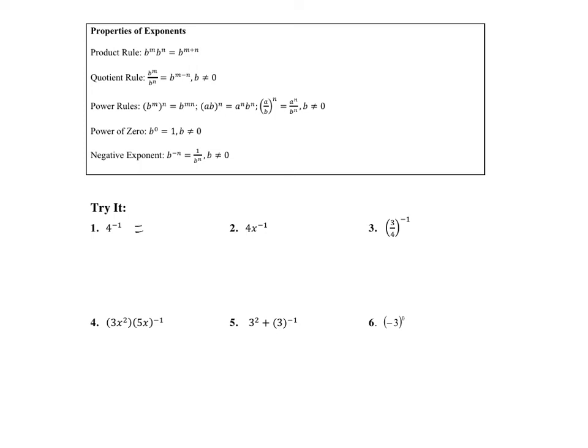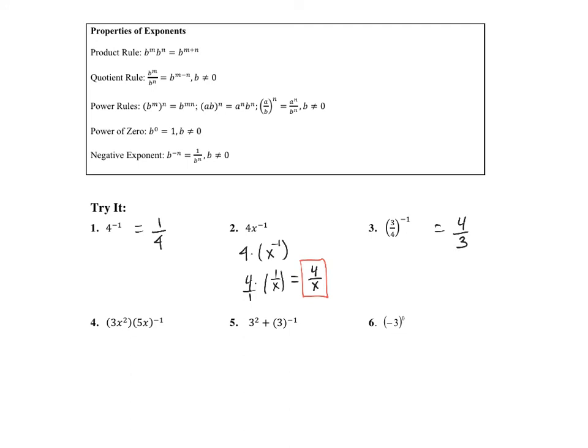Okay, so on this first one, we should have 1/4. Here, just be careful, because the only thing being affected by that negative is just the x. So this one should be 4 times 1 over x. A number times a fraction, give your 4 a denominator of 1, and then multiply straight across. That one's a little tricky. This one, we should get the reciprocal to the positive 1 power, so that one's 4/3.